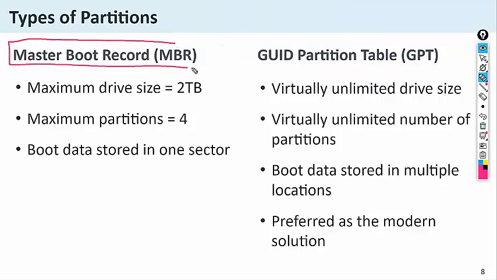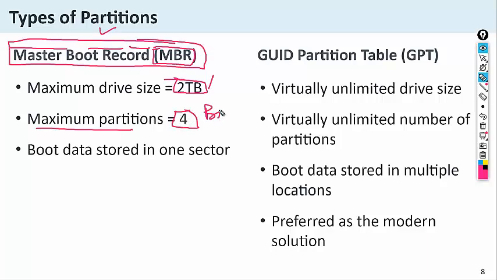MBR, you have already heard about this. If you are familiar with hardware, then you know about the MBR. This is the master boot record. The master boot record is a specific location where the data record is stored. If you are creating a partition using the MBR table, the maximum size is 2 TB and it supports a maximum of 4 partitions, but these 4 are primary partitions.